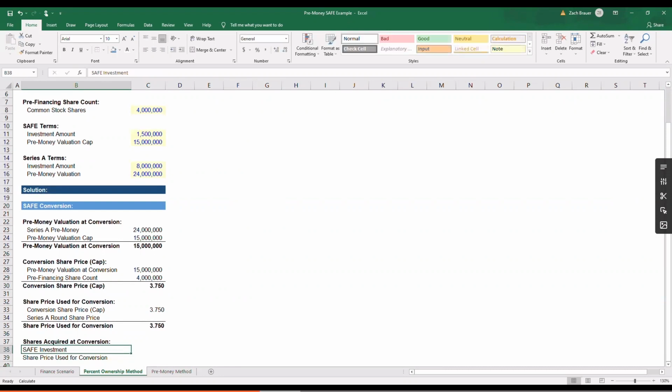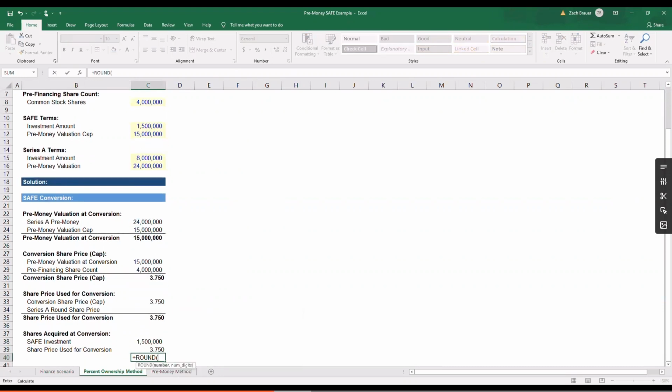So now that we have the share price used at conversion, and I'll link in the Series A once I calculate it, my share price used at conversion, my safe investment, and I'm going to again round my share calculations. I know we are going to acquire 400,000 shares.